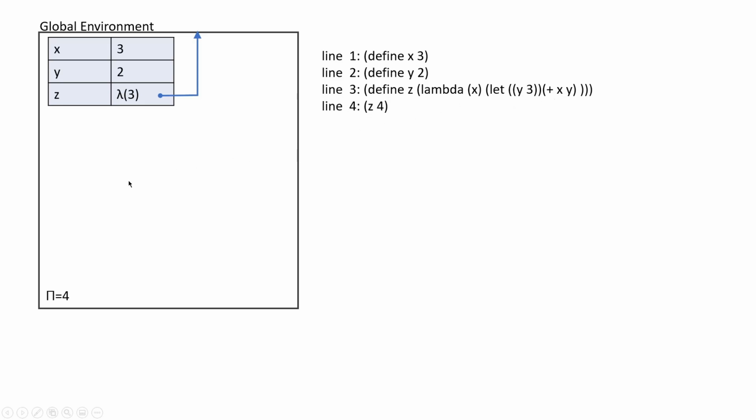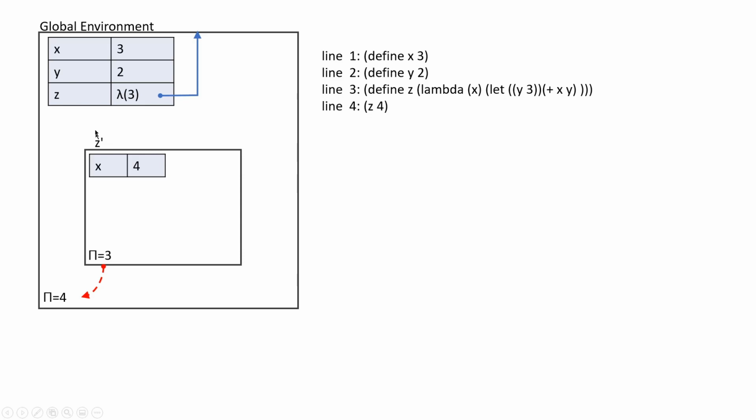we'll execute this body. So start off, we create z prime, just because that's the name we gave it. We have our frame from x to 4, and the body of this function is on line 3, starting where my cursor is. And when we're done, we'll return back to line 4, because that's where we were called from.